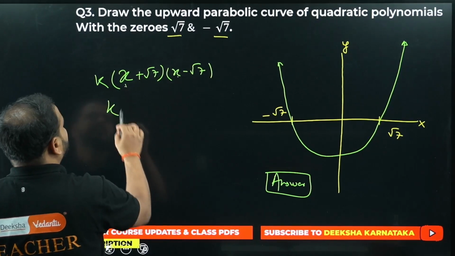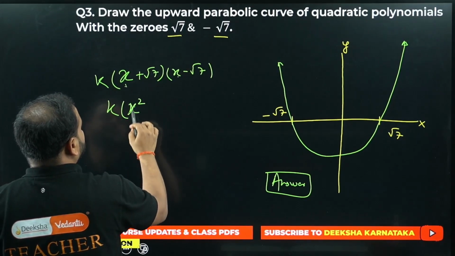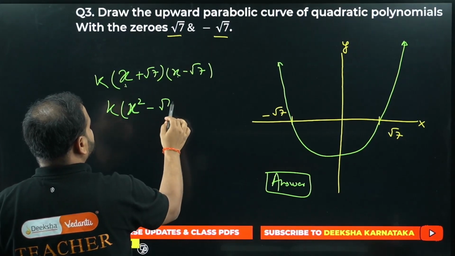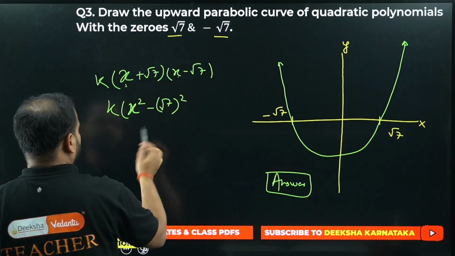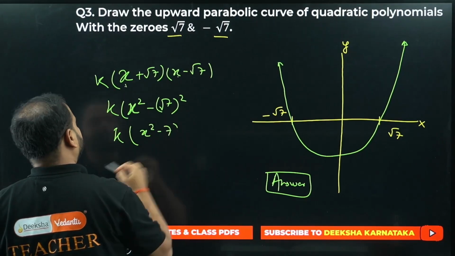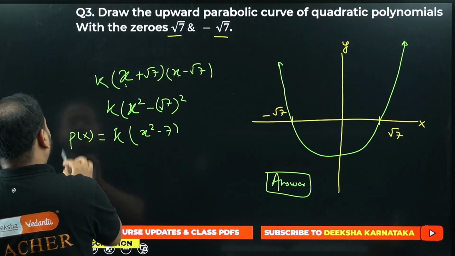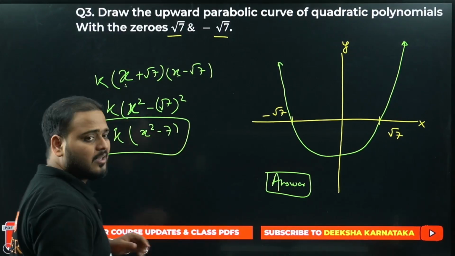So my answer will be what? Simply check here: a plus b, a minus b. So x square minus root 7 square. How much is that? k times x square minus 7. This is my polynomial p(x). This is how you get the polynomial also. Okay, so this is it.